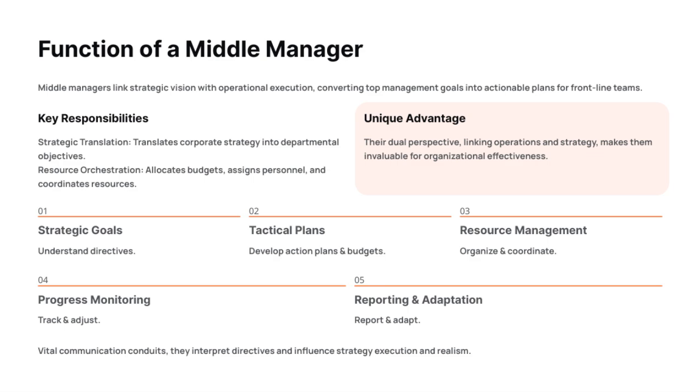Their key responsibilities include translating high-level corporate strategy into specific departmental objectives. This process is what we call strategic translation, and it's essential because it ensures everyone is working towards common goals. Another critical function is resource orchestration. Middle managers allocate budgets, assign personnel, and coordinate resources effectively. This orchestration ensures that resources are used efficiently and that operational activities are aligned with strategic priorities.